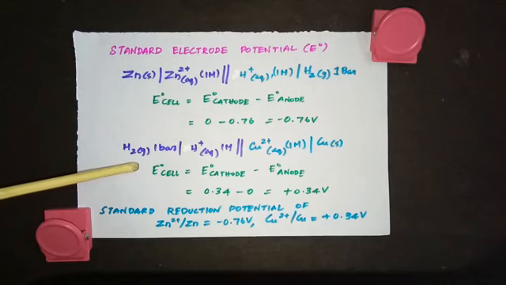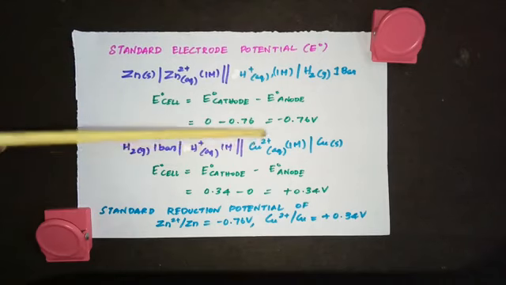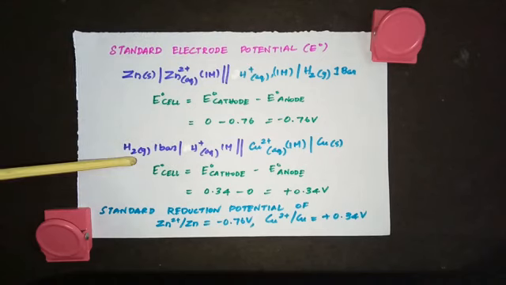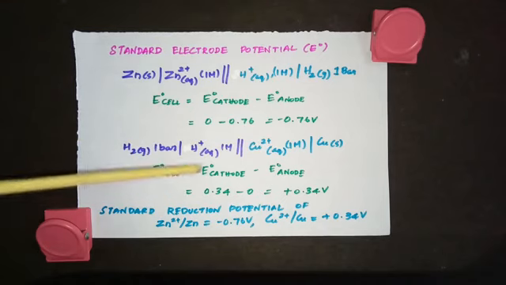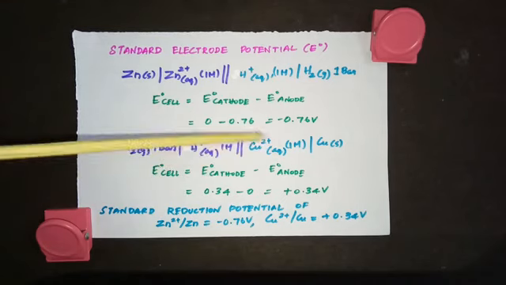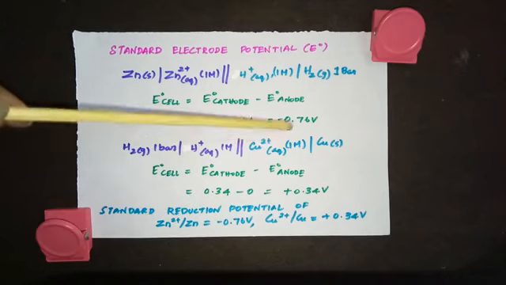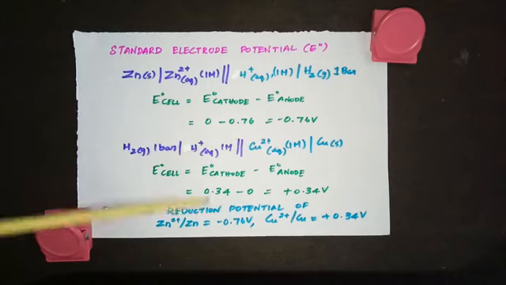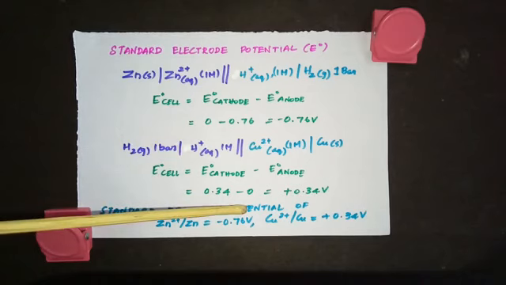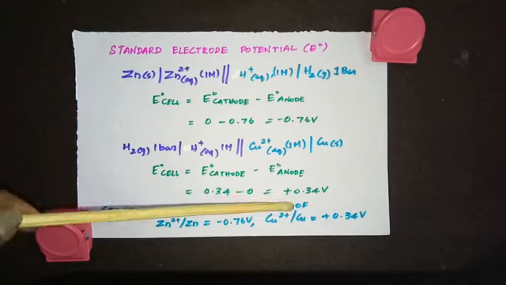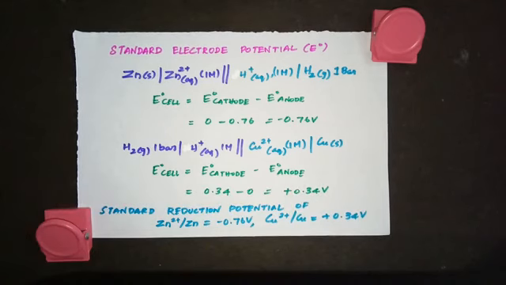And now taking the copper half cell and connecting it with SHE, in that case the SHE is acting as anode and the copper half cell is acting as cathode. So E naught cell is equal to E naught cathode minus E naught anode. The value of the electrode potential is 0.34, and this is taken to be 0. So the answer is plus 0.34 volt. So this is the standard reduction potential of copper.